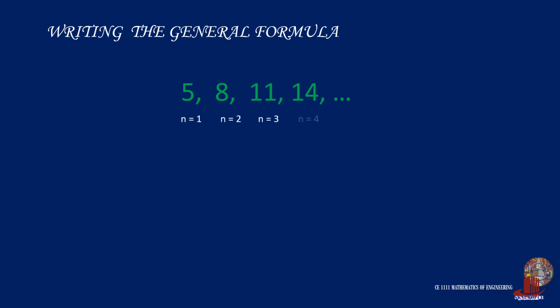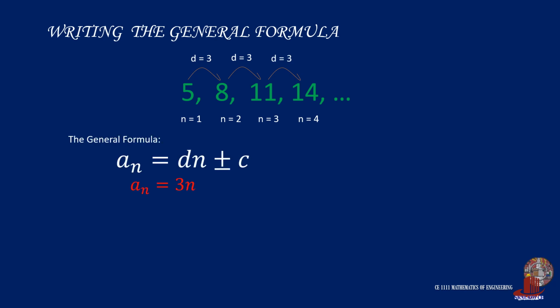The next pattern is 5, 8, 11, 14, and it continues. The common difference is 3, which can be plugged in the general formula to come up with a sub n is equal to 3n. Now check the terms with the initial rule. So at n equal to 1, a1 is 3 times 1, which is equal to 3. Note that this is not the same with the initial term 5. Thus, a modification is required, so the secondary general rule is a sub n is equal to 3n plus 2 to account for the difference between 5 and 3.